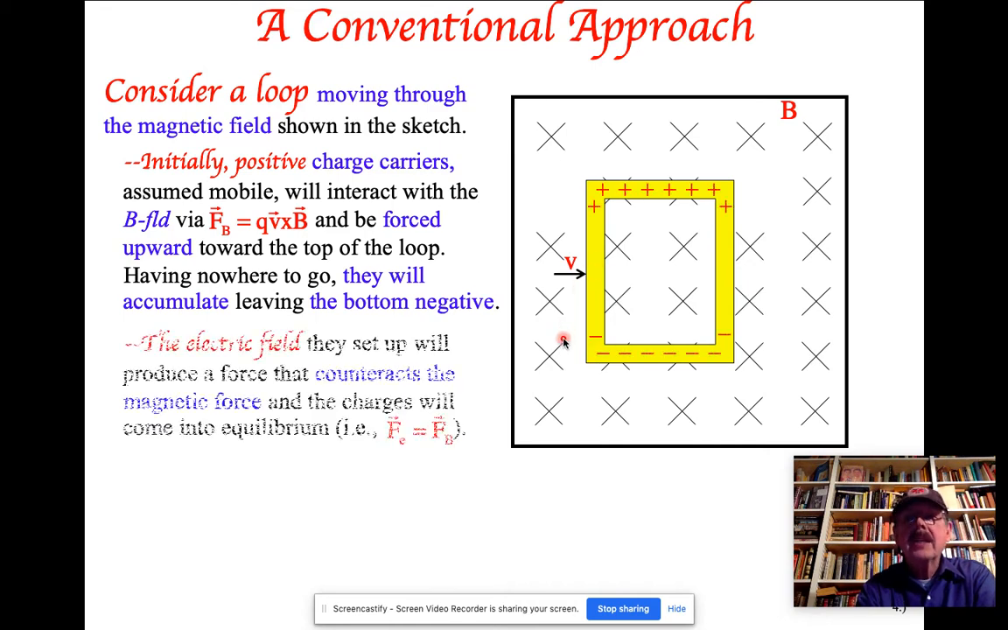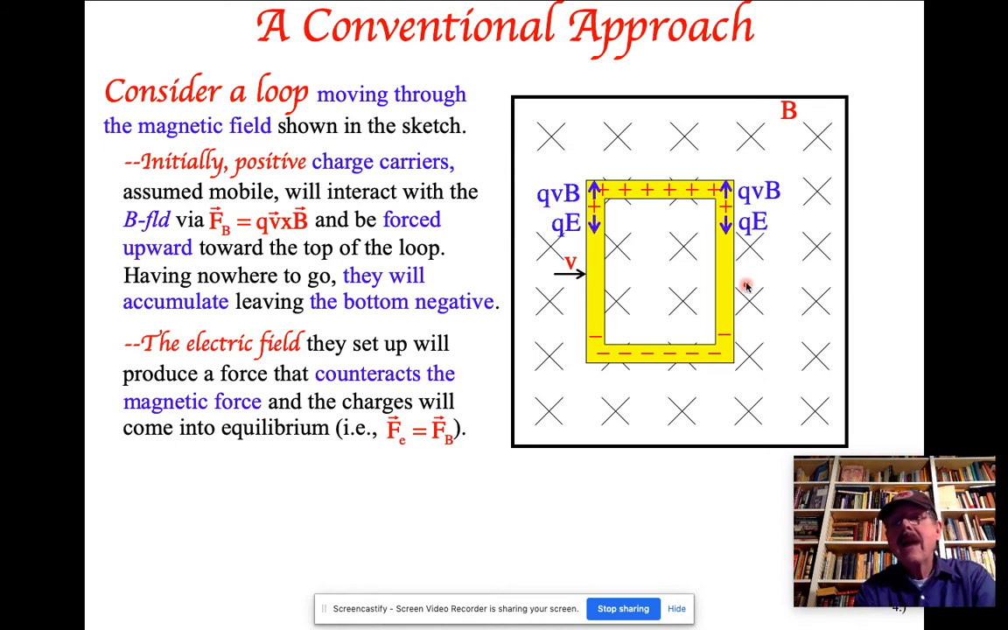And the net effect is that you're going to get this accumulation of positive charge up here and negative charge down here. So you're going to get this polarization. And in fact, that will continue until the electrostatic repulsion, because of all of this positive charge, and this qv cross B, this magnetic force that's forcing charge up here, this will continue until they equilibrate.